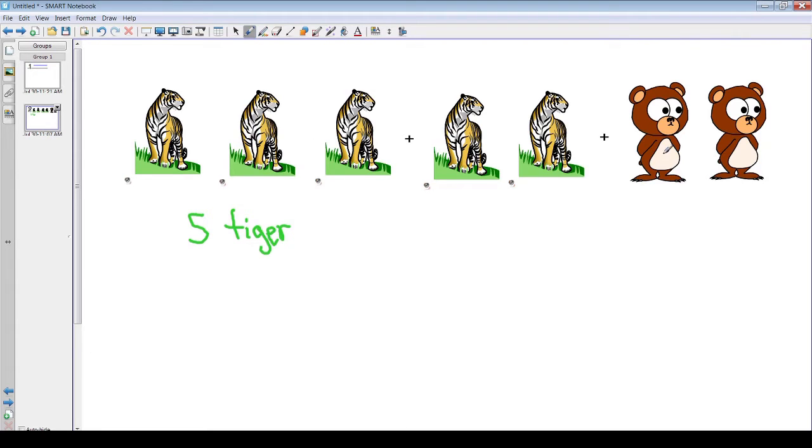There's 7 animals total, but I just want to know how many tigers. So tigers are your like term. If I ask you how many bears there were, there'd be 2. You cannot combine these two to say 7 tigers. There's only 5 of those. So we have our visual representation.